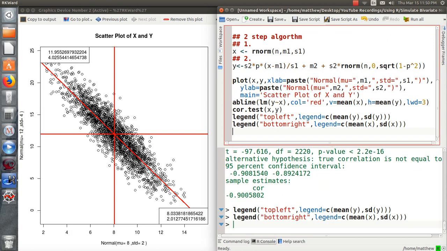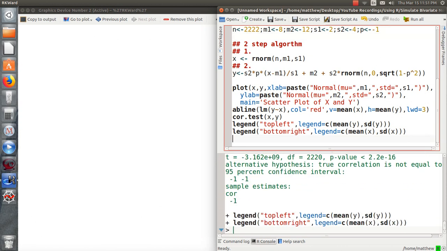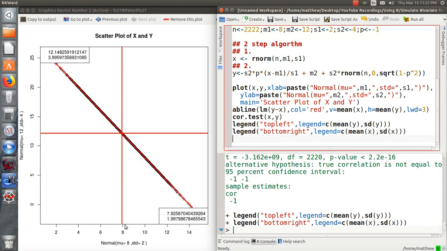And here you can really see that the correlation is pretty strong negatively. The variance, means and standard deviations are pretty close to what we wanted. Let's make this a perfect correlation of a negative 1 and see what we get. Oh, it's right on the line, what we would expect.